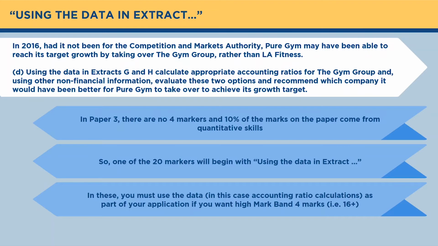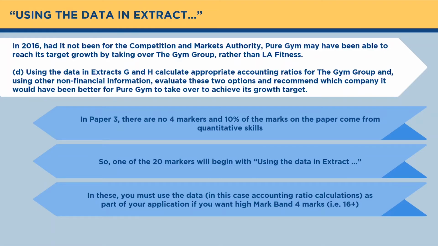As I mentioned, that example is in the question that we're going to have a look at. In paper 3, there are no 4 markers. You'll be aware of this from the first part of this series where we talked about the structure of the different papers. Typically, at least 10% of the marks on the paper come from quantitative skills, so your ability to understand numbers, do calculations, interpret graphs, etc.